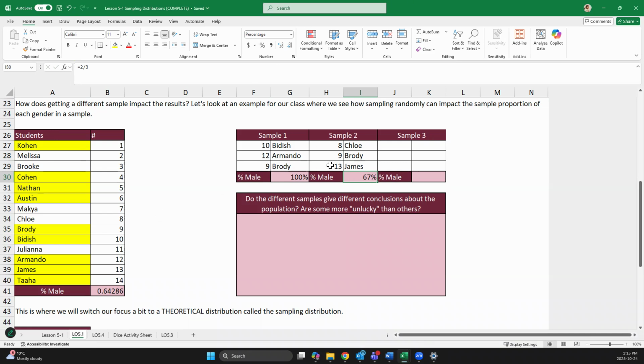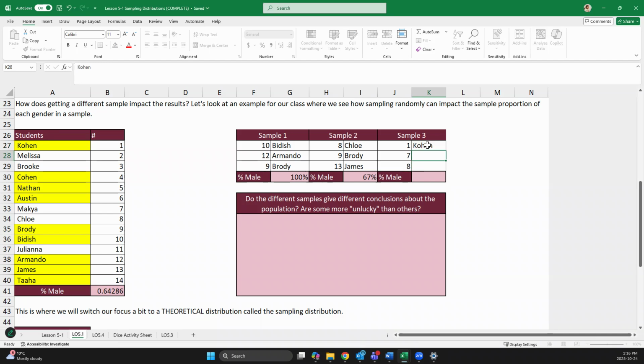Please note that because RANDBETWEEN is a random function, you'll be getting different students than I am if you actually try this out, and that's okay because they're supposed to be random samples. Then in sample number 3, I'll do the same thing again. RANDBETWEEN 1 to 14, copy it in. For this one, I have to copy it and paste it so it doesn't keep changing.